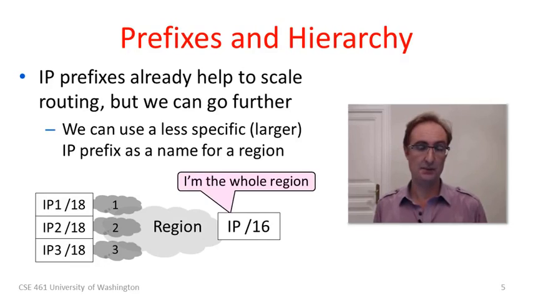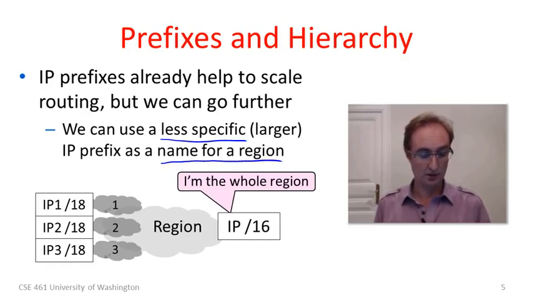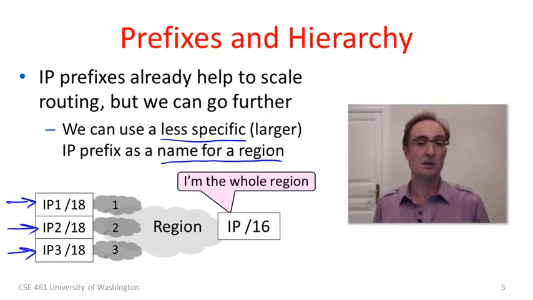In particular, we can use what's called a less specific prefix, a larger prefix, so it will have a smaller n in the /n, so it contains more addresses. We can use that as a name for a large region of the network. For instance, in this figure below, I might have 3 /18 prefixes, IP1, IP2, and IP3 inside my network. They're the actual prefixes that have been assigned to the different networks and for all the hosts on those networks. In some sense, that's what the network is.